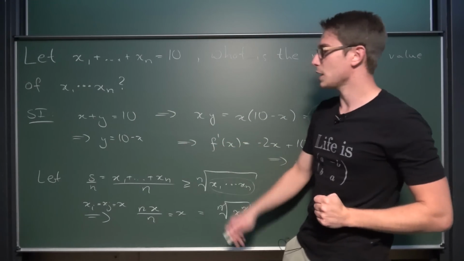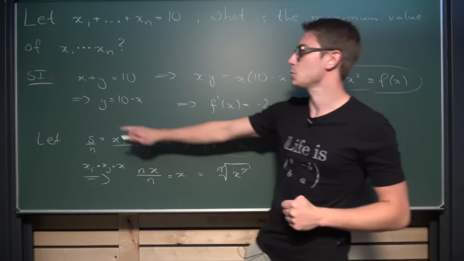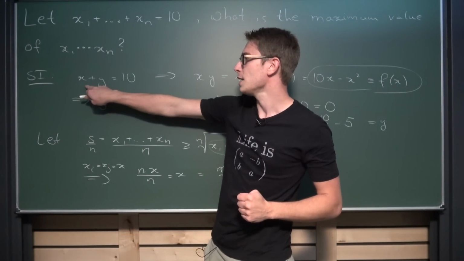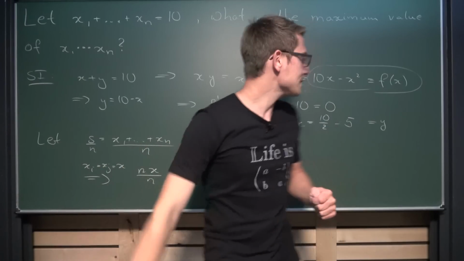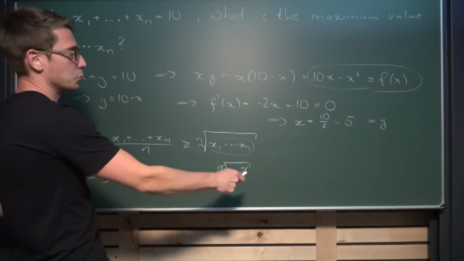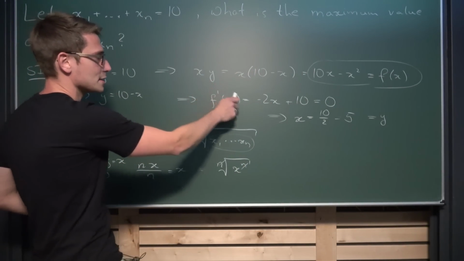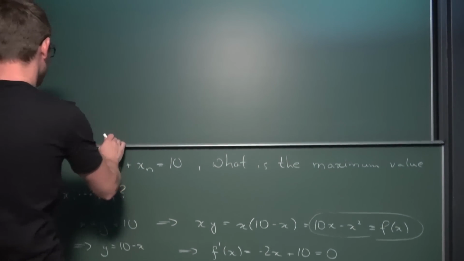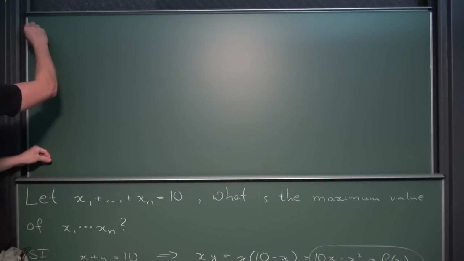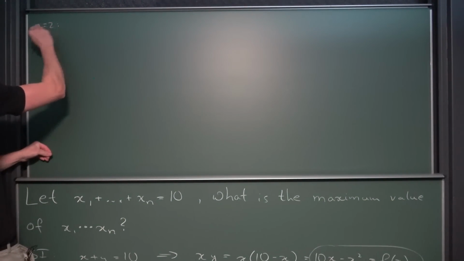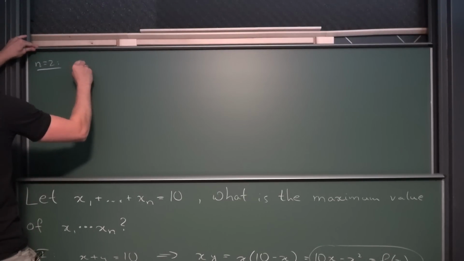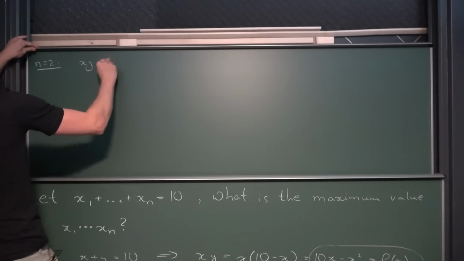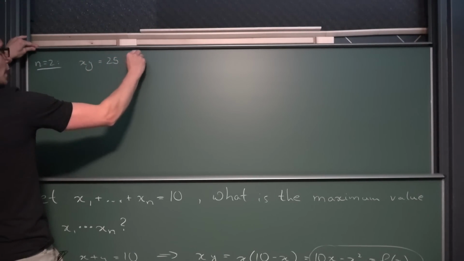So let us take a look at the number of samples being equal to 2. So n is equal to 2. Then what we are going to get is that our product x times y is going to be 5 times 5 is 25. Okay, so we have found this out. So for a sample size of n equal to 2, we are going to get that x times y is equal to 25, which is 5 squared.